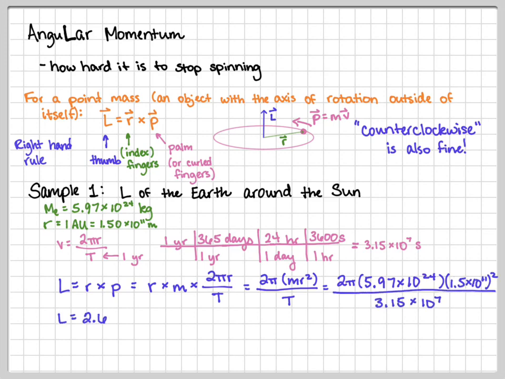Crunch, crunch, crunch. I have utmost faith in your calculator skills. You should get 2.67 times 10 to the 40th kilogram meters squared per second. No cute units here. It's pretty much the regular momentum units times an extra distance unit of meters, since it's r times p. So that is the angular momentum of a point mass.